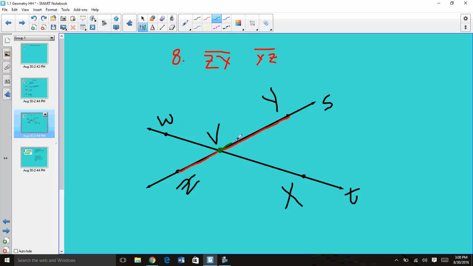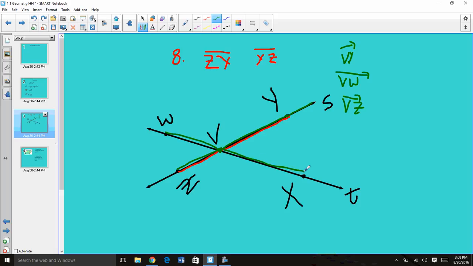So we actually have ray VY. Even though Y doesn't go all the way out to the arrow, that's still valid. Okay, so we have VY, and we're going to put the arrow above it because it's a ray. And we also have VW. Sorry, my handwriting isn't the greatest. I'm on my computer. We have VZ because it's shooting out that way as well.